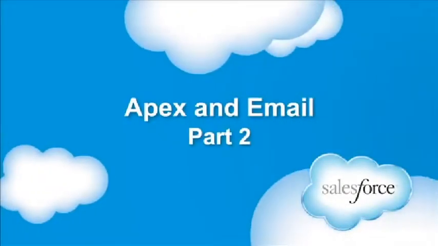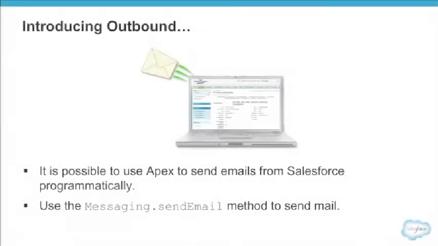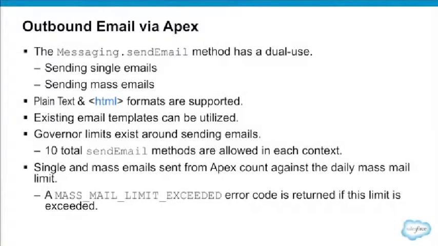Why don't we talk about outbound email? We can send email from Salesforce to a person. There is a messaging class with a send email method. There are two types of emails that we can send, and I'm going to talk about the two different classes, but there are single emails and there are mass emails.